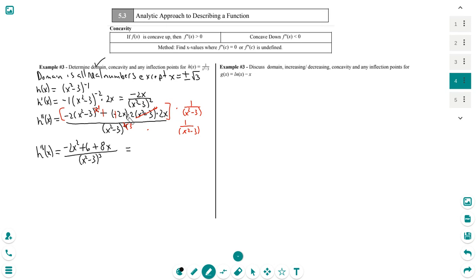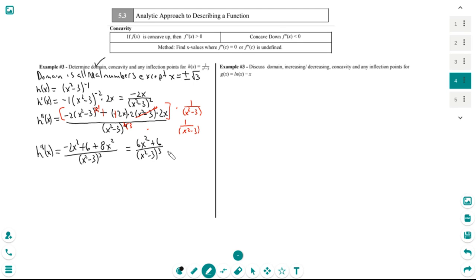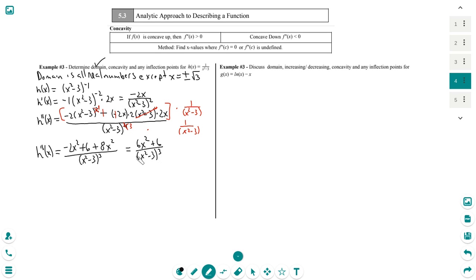Okay, so 2 times 2 times 2 is 8, x times x, that should be x squared. And then we have two like terms. If I combine 8x squared minus 2x squared, that's 6x squared positive, and then plus 6, all divided by x squared minus 3 quantity cubed. All right, so this is my second derivative.